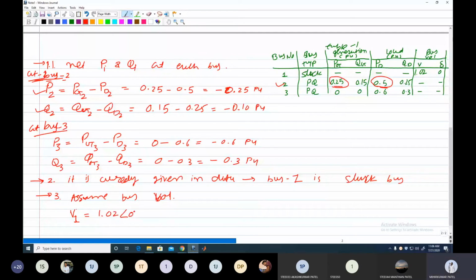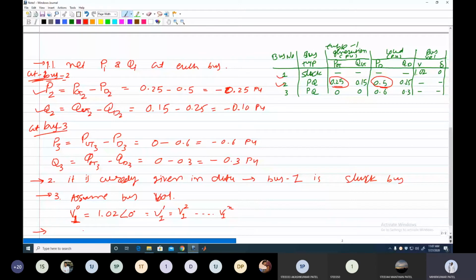Throughout the example, the value of voltage at bus number 1, the slack bus voltage, will remain the same. You can write it for the 0th iteration, the first iteration, the second iteration, and so on. For the nth iteration, the voltage at the slack bus will remain the same as already specified at bus number 1. Clear?